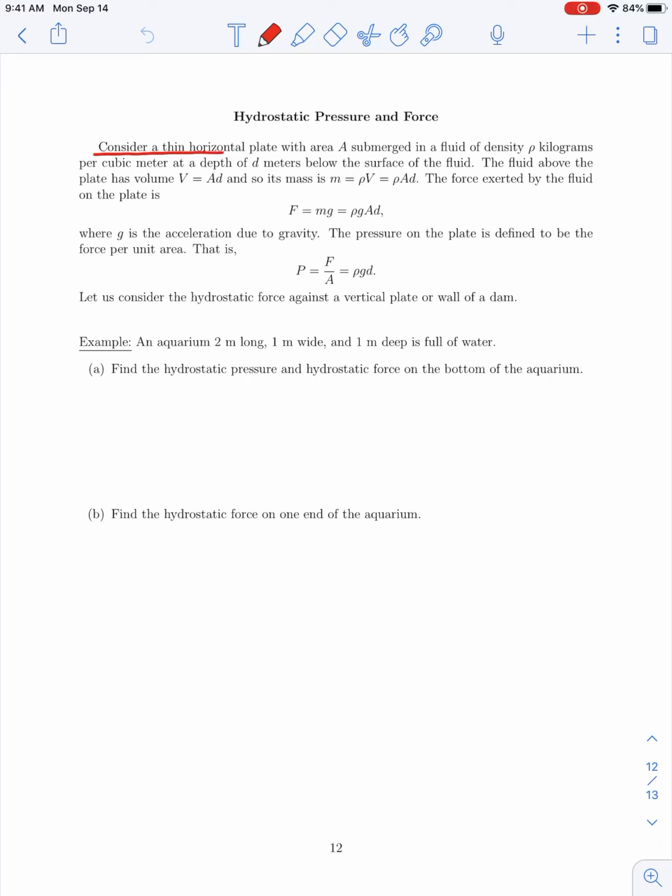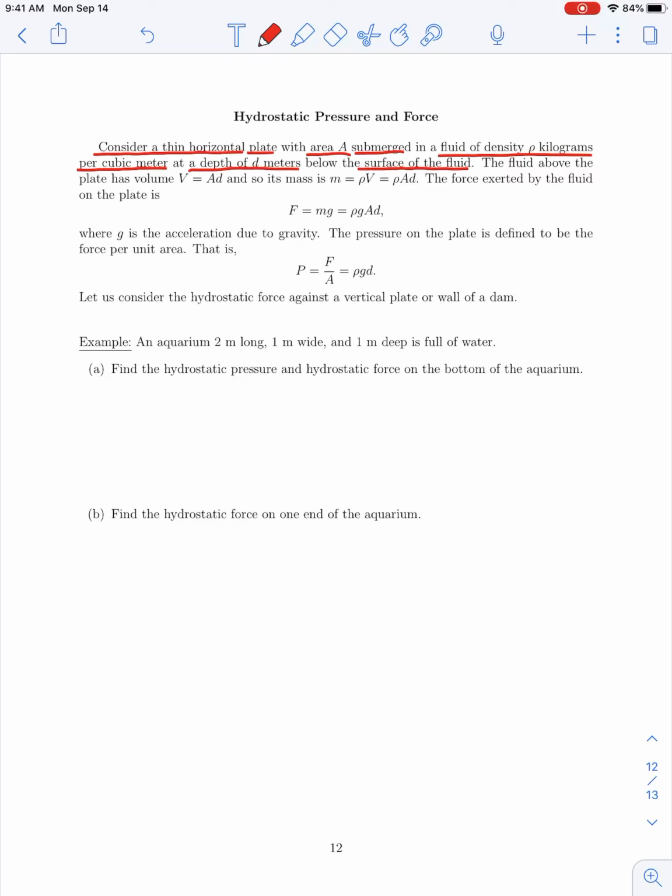Suppose that we have a thin horizontal plate with area capital A, which has been submerged in a fluid of density rho kilograms per cubic meter at a depth of d meters below the surface of the fluid. Now, our question of interest in this lecture will be, what is the force exerted by the fluid on this plate which has been submerged?